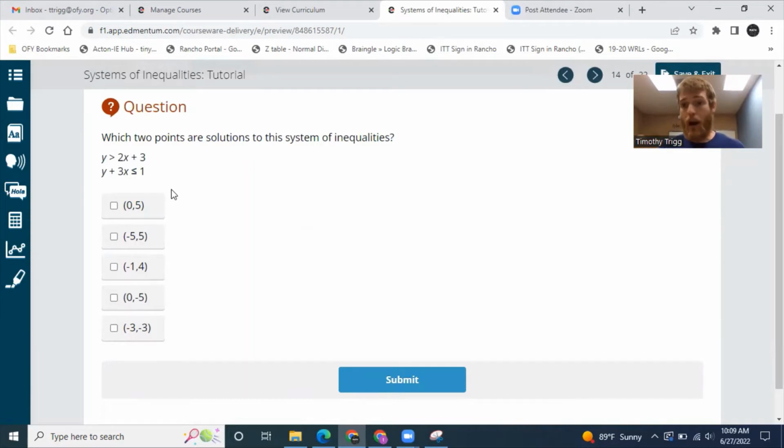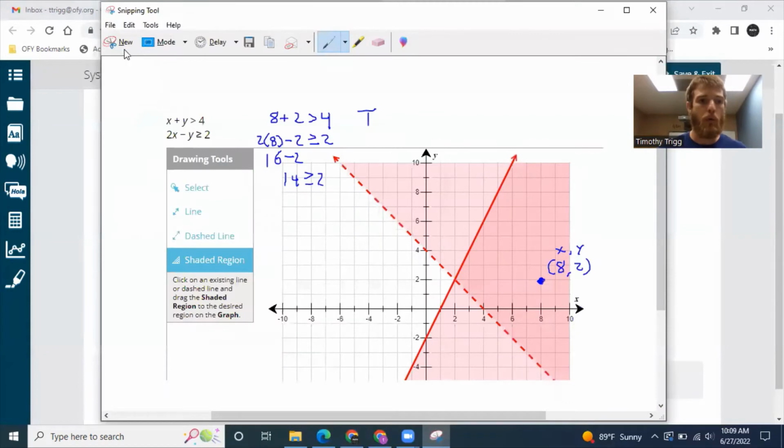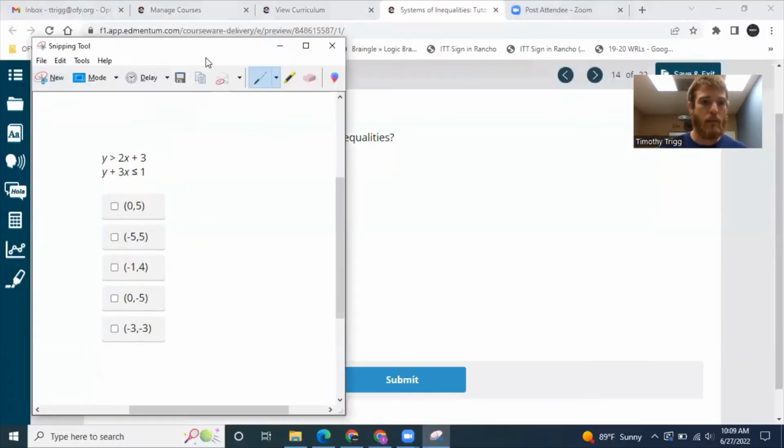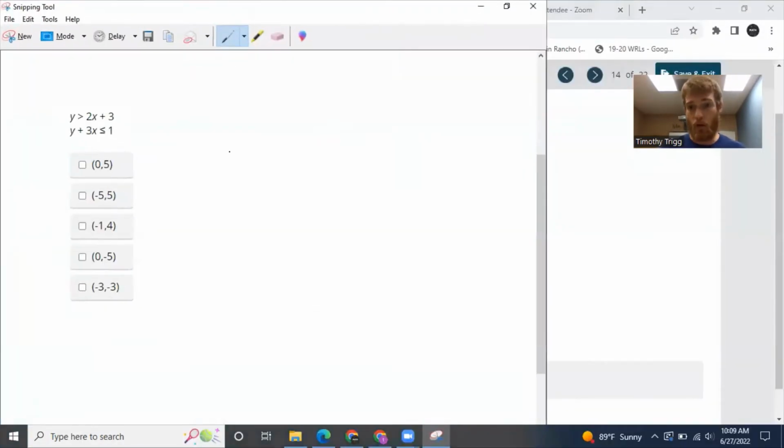Well, what we can do instead of graphing is just take each point and plug them into the inequalities and see if it produces a true statement for both inequalities. So if it's in the double shaded region, that'll mean that it's in the solution set and that it would produce a true statement for both inequalities. So let's go ahead and try each of these points one by one, and we're going to plug them into the system of inequalities to see if it works. Again, the point has to produce a true statement for both inequalities in order to be a part of the solution set. So let's try this first one here, (0, 5).